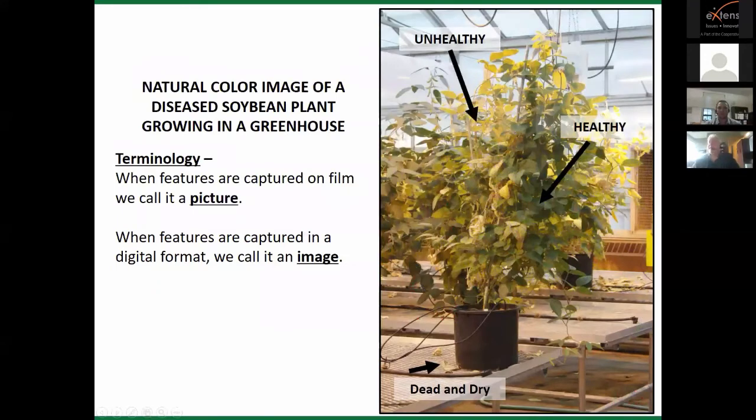Here I've got a soybean plant on a table in a greenhouse, taking a picture of it. The side that I'm circling now is the healthier part of the plant. Over here on the left side, the plant is more diseased and affected. It's more chlorotic, with the carotenoid pigments being expressed there.